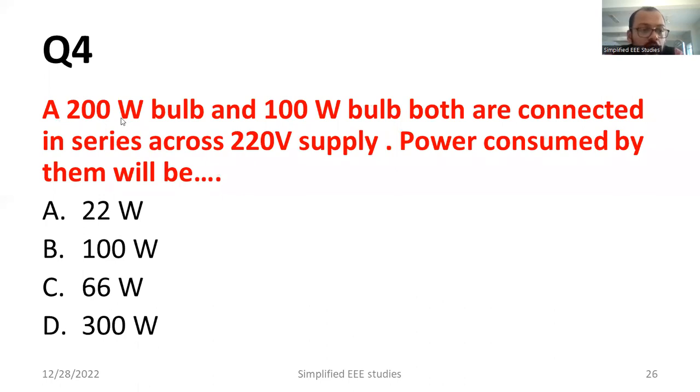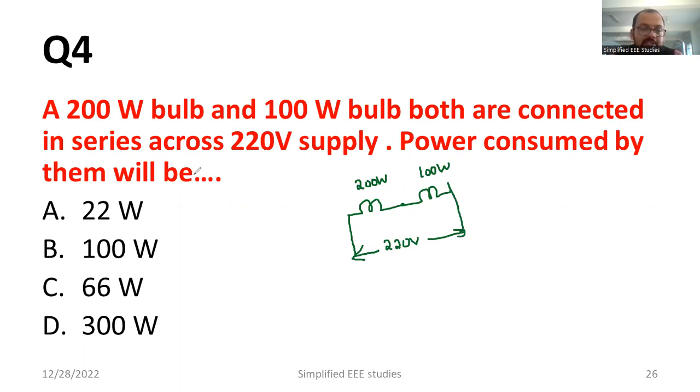A 200 watt bulb and a 100 watt bulb are both connected in series across a 220 volt supply. The power consumed by them will be? How to calculate? So we have two bulbs. One is 200 watts, another is 100 watts, right? Both are in series. So there is a supply voltage. How much do we have to give? 220 volt, right? Fine.